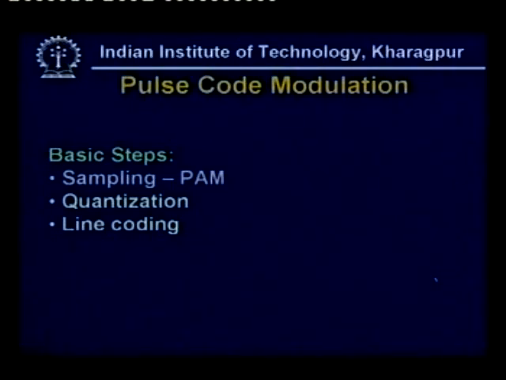Pulse code modulation has three basic steps: sampling, quantization and line coding. Suppose this is the analog signal. This analog signal has to be converted into digital form for sending through a transmission media. First step is known as sampling. The sampling process converts the analog data, this is essentially an analog signal, into a form known as pulse amplitude modulation.